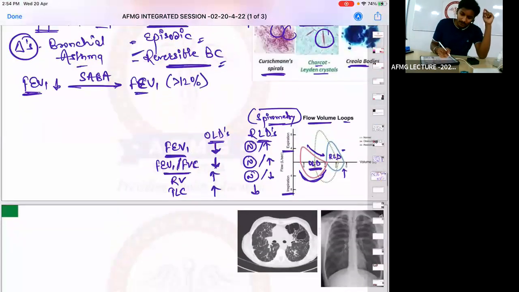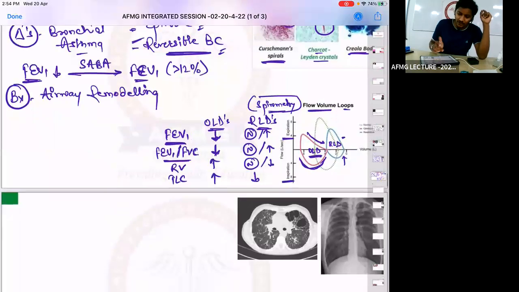Now if I talk about the biopsy in cases of bronchial asthma, the biopsy will show me airway remodeling. It will show me three features of airway remodeling.